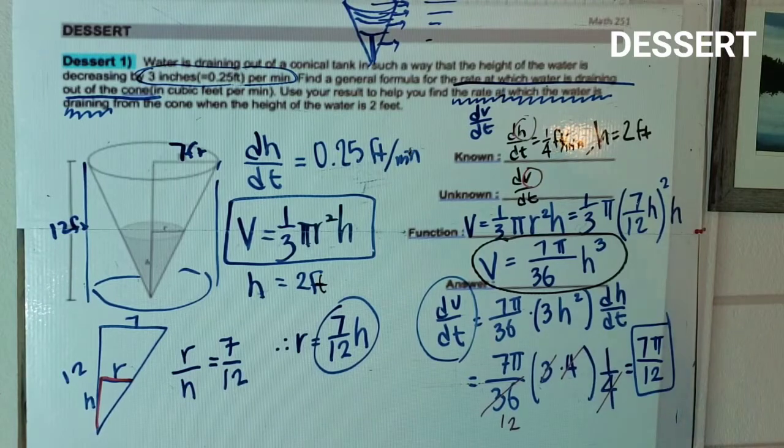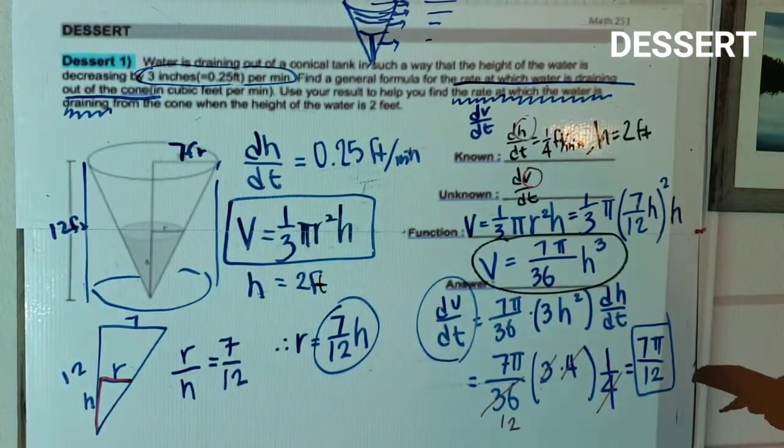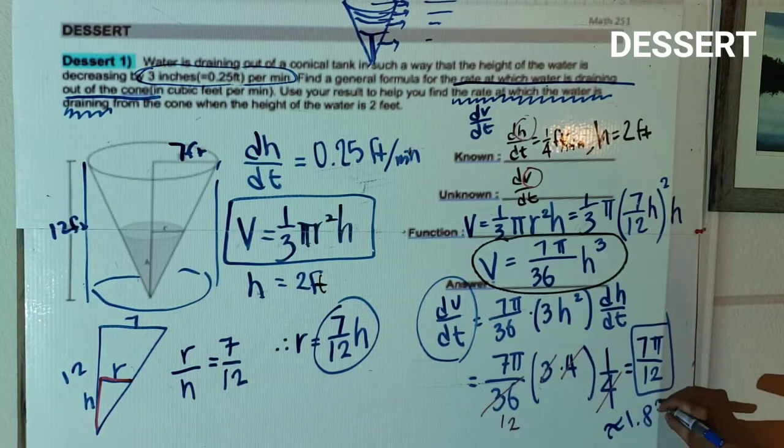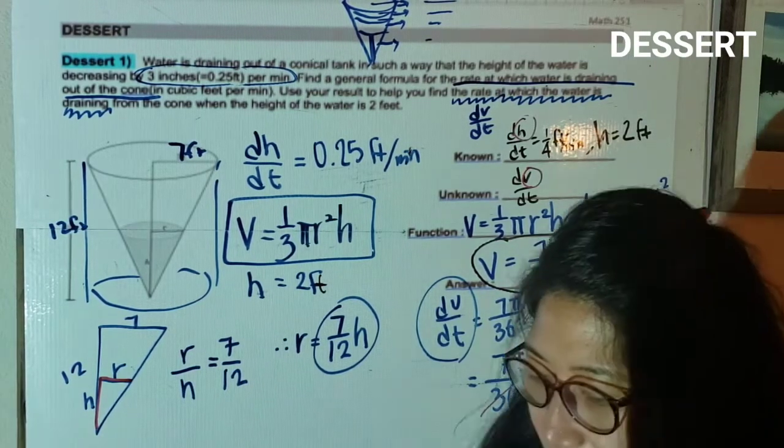That's what I got. So let's look at that amount. I want to see how much that would be. 7 pi over 12. Then I get 1.83. And the unit will be feet cubed per minute. Okay, so that's how I found my answer.